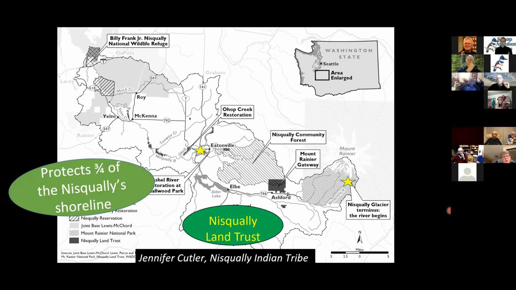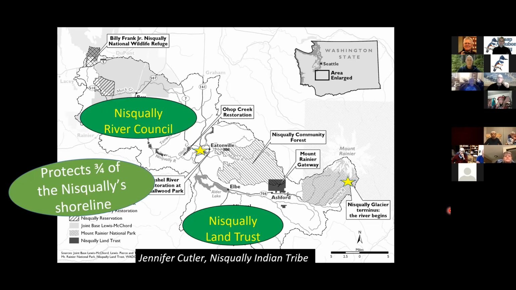So right now, 3/4 of the Nisqually River is protected from any kind of development. No housing developments, no resorts, no storage barns, protected from development, 3/4 of it. And the Land Trust works closely with the River Council.